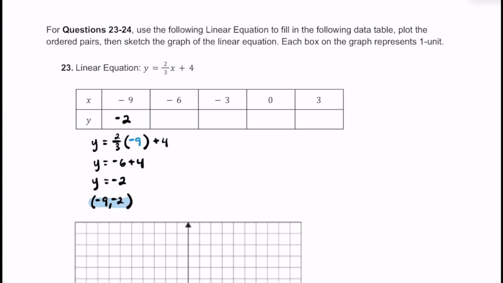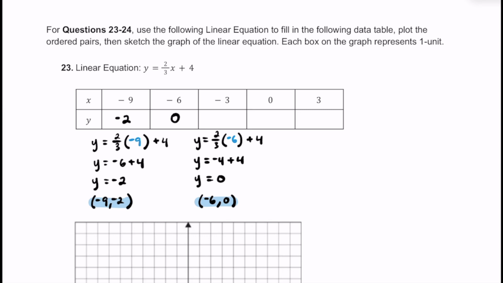So let's try this again. This time x is going to equal -6. So we're going to say y is equal to 2/3 of this -6. Let's substitute -6 into our linear equation. So if x is -6, let's find out the y value. Well, 2/3 of 6 is going to be 4. So 2/3 of -6 is going to be -4. So y is going to be equal to -4 plus 4, and -4 plus 4 is going to equal 0. So we know that when x is equal to -6, then y is equal to 0. That would be another ordered pair here.